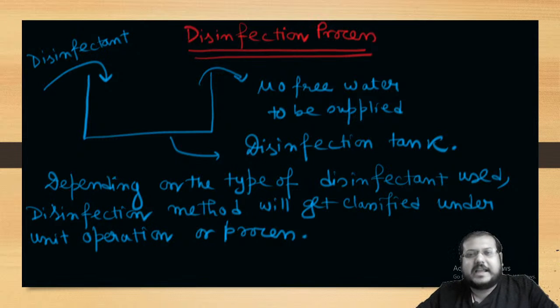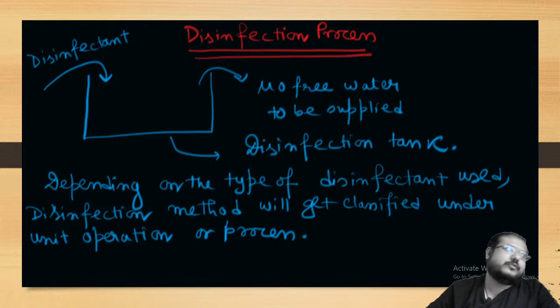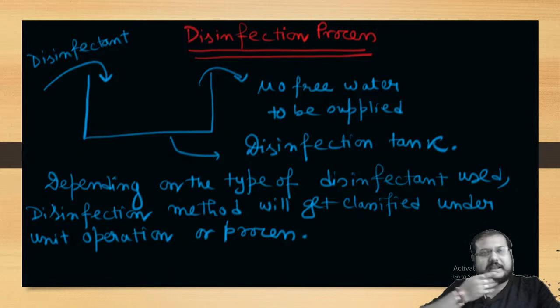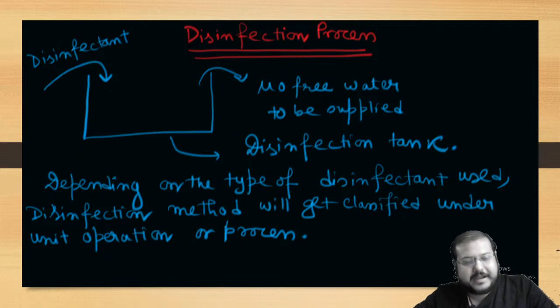So depending on the type of disinfectant used, the disinfection method will be classified under unit operation or unit process. Depending on the type of disinfectant used means sometimes chemical methods are used, like a halogen group of chemicals, calcium oxide, potassium permanganate, bleaching powder, and it may be ozone. If you are using certain chemicals from outside, then obviously disinfection will be a unit process.